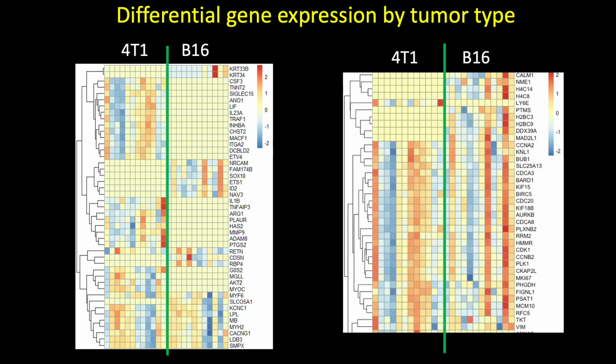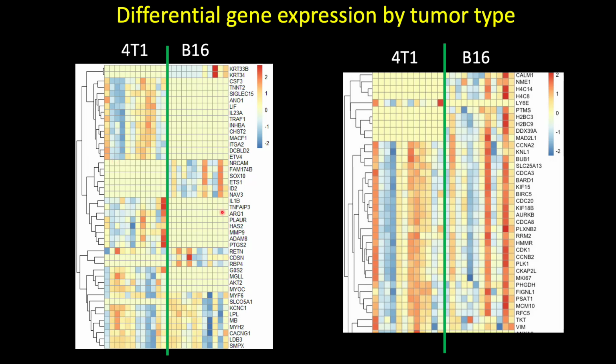So if we look at heat maps for individual pathways here, and I show two as an example, we see that they fall into two primary categories. First is that there just isn't a lot of overlap as far as what is expressed by the two tumor types, where we see a large divergence. Some genes will be expressed by the 4T1 and not at all by the B16, and vice versa.